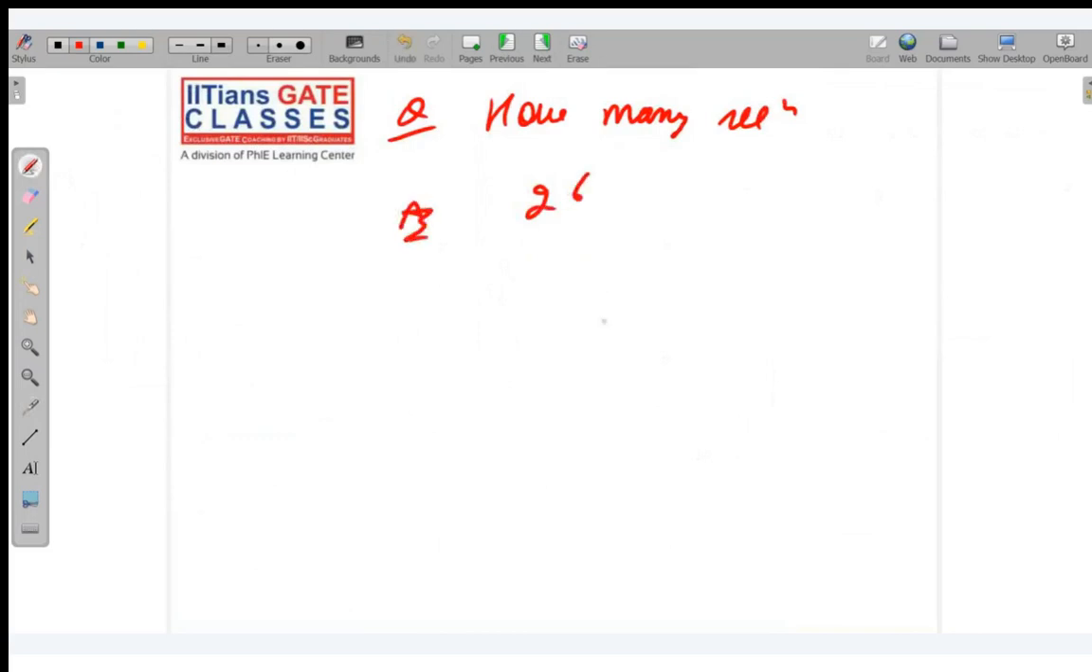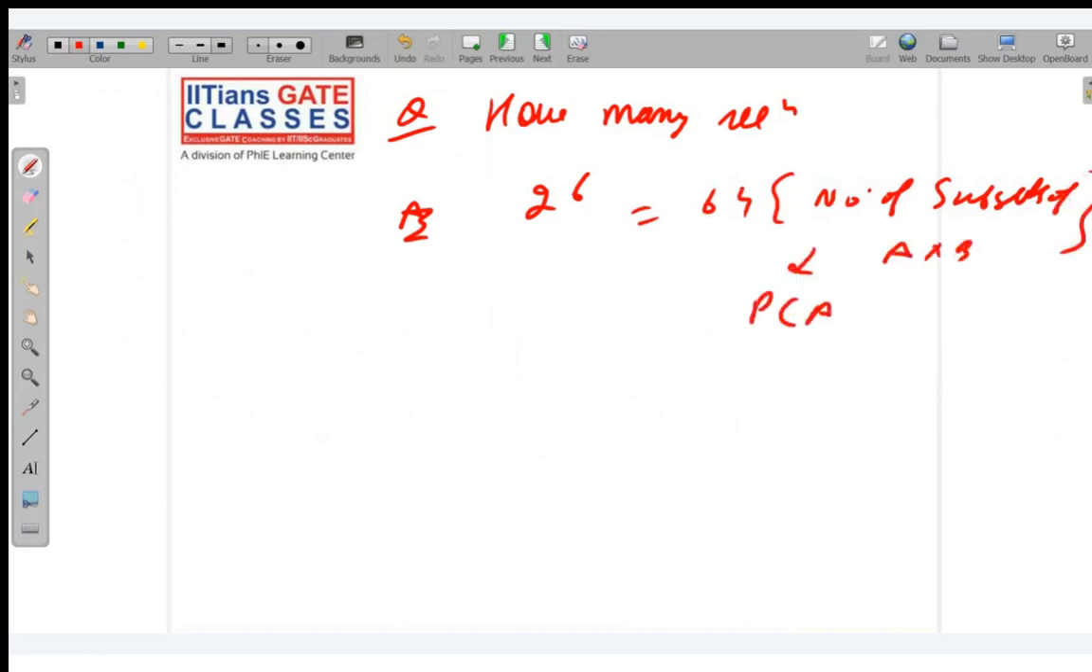I hope you have got it. That is nothing but 64. Why? Because it is the number of subsets of A cross B, and that is nothing but the cardinality of the power set of A cross B. And that is nothing but 2 power the cardinality of A cross B, which is 2 power 6, 64. These are the baby steps which I have done.